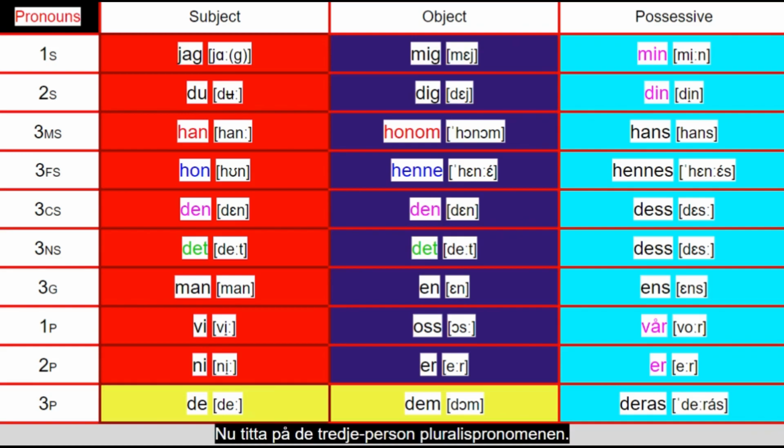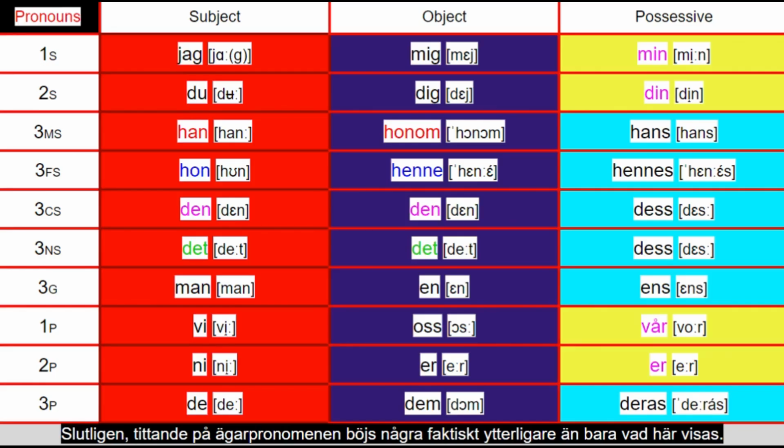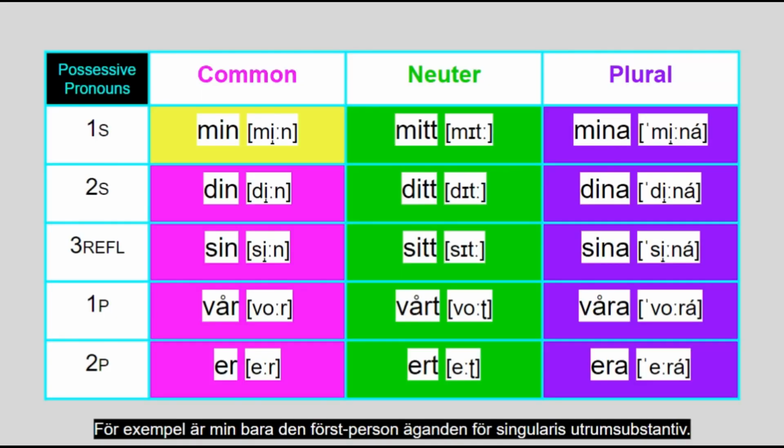Now look at the third-person plural pronouns. They may be spelled like de and dem, but in colloquial speech, they're both pronounced dom, and sometimes spelled like that too. Finally, looking at the possessive pronouns, some of them are actually further inflected than just what's shown here. For example, min is only the first-person possessive for singular common nouns.